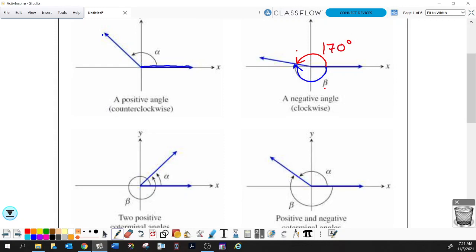But if it's 170 degrees counterclockwise, and we want to land in the same spot going clockwise, we have to go the whole half circle right here. So there's your 180 plus this extra 10. So this would be negative 190 degrees. Those two angles are actually the exact same angle. They are coterminal because they end in the same spot.